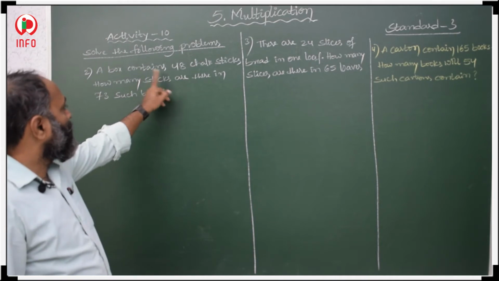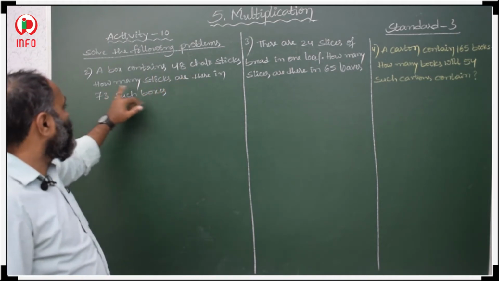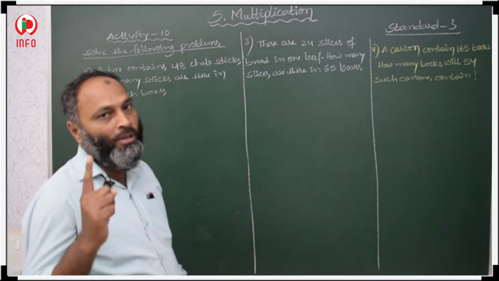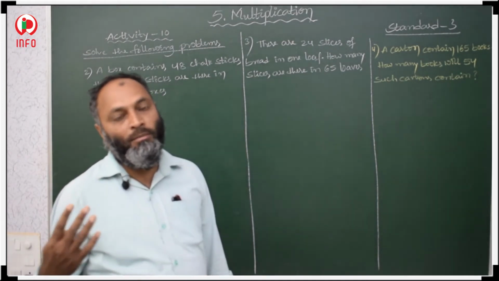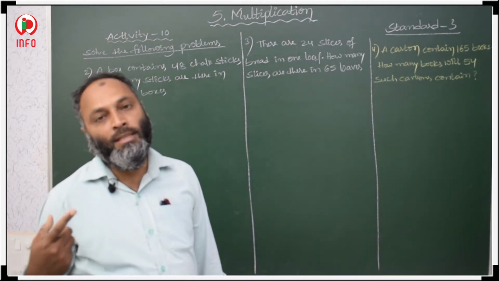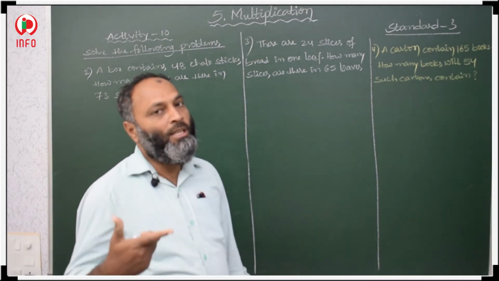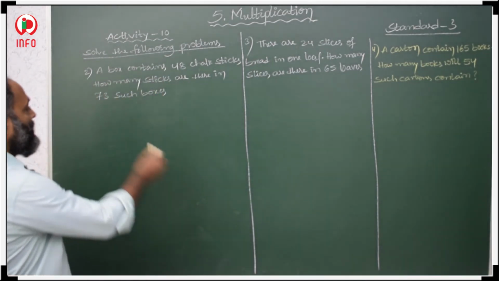In one box, how many chalk sticks were there? 48. So how many sticks were there in 75 such boxes? About one box he has given and is asking for more boxes. It means the unit is given, and more is asked. So then we have to multiply. Whenever the unit is given and more is asked, then we have to multiply. First we have to write the steps.